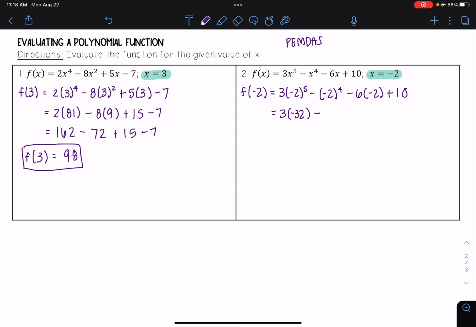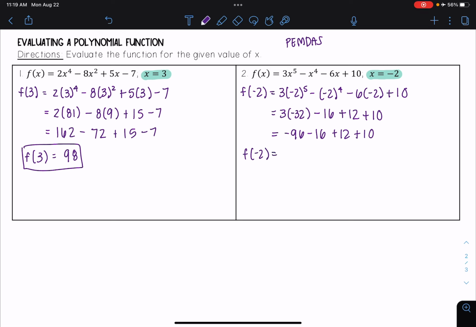Minus negative 2 to the fourth power, that's going to give me a positive 16. So I'm going to have minus 16. Negative 6 times negative 2, I get 12. Plus 10. Now 3 times negative 32, I get negative 96, minus 16 plus 12 plus 10.